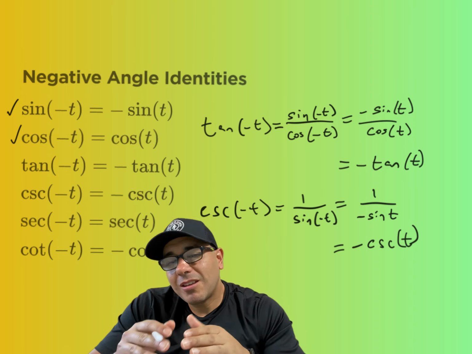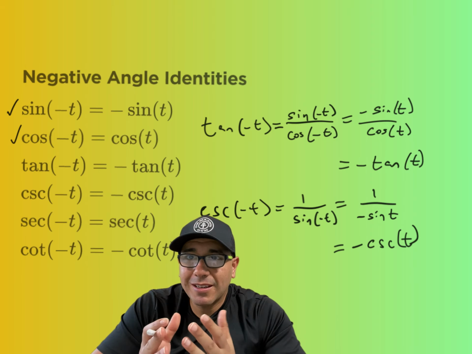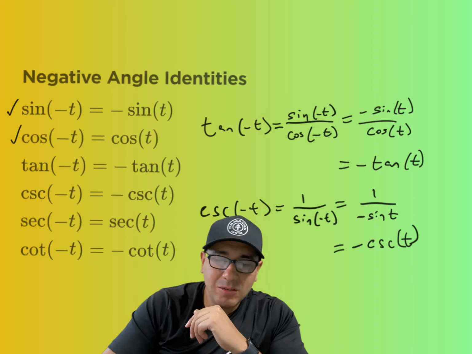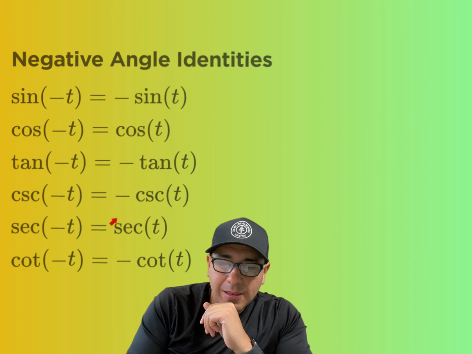And I'm just focusing on these negative angle identities, but you could use this pretty much for all our identities, which is awesome. All right, let's do a few more here. Let me get a clean page for you. All right, so let's look at these two.